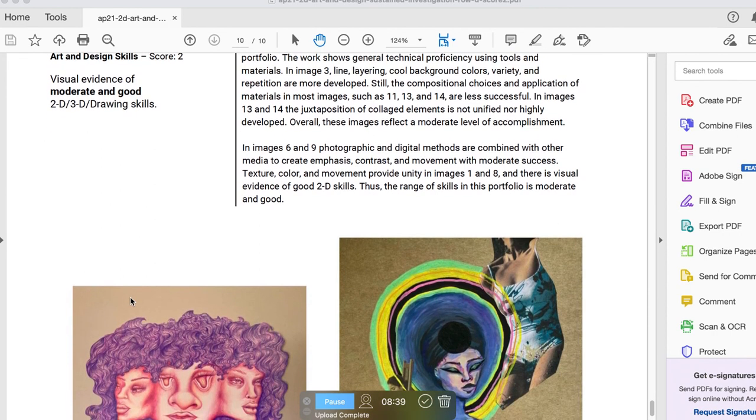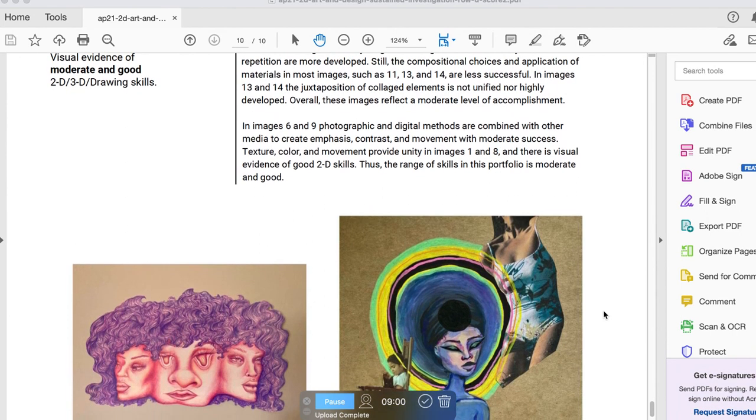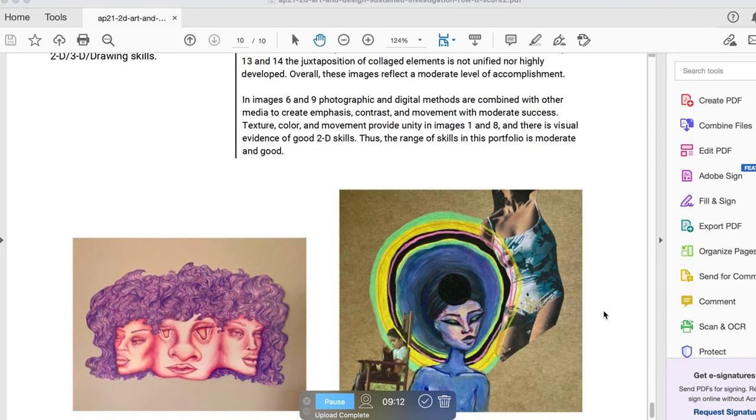In image 3, line, layering, color background, or cool background colors, variety and repetition are more developed. Still, the compositional choices and application of materials in most images, such as 11, 13, and 14, are less successful. In images 13 and 14, the juxtaposition of collaged elements is not unified nor highly developed. Overall, these images reflect a moderate level of accomplishment.